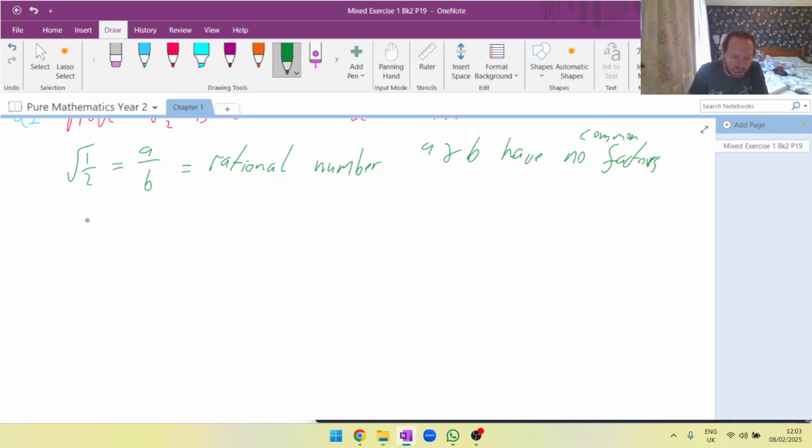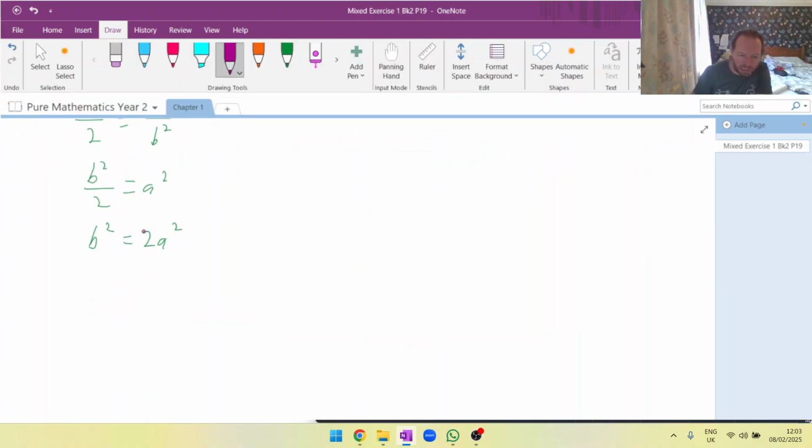I am going to square both sides, and say a half is equal to a squared over b squared. I'm going to multiply the b squared out to get that b squared is equal to 2a squared. So from that I can say that b squared has a factor of 2, so b is an even number.